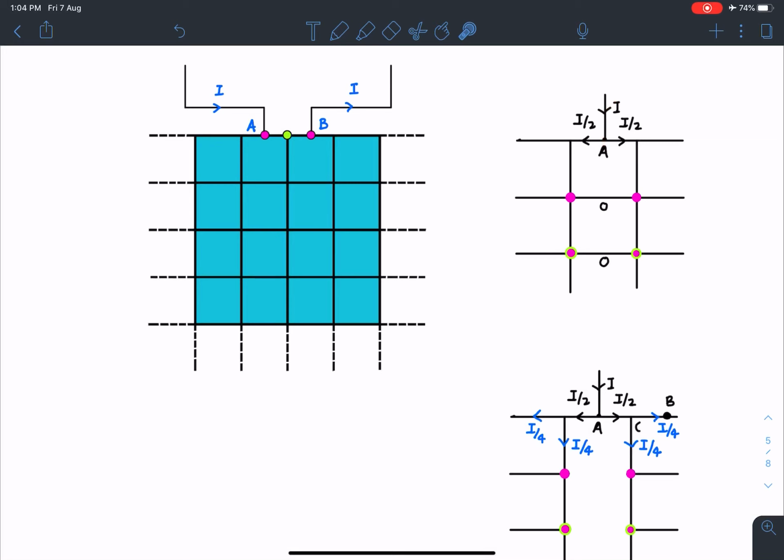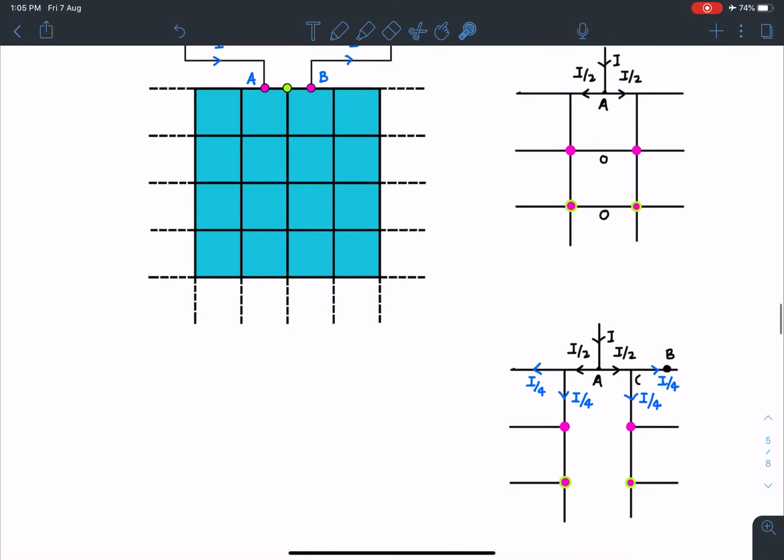Then immediately it is going to be I by 2, I by 2. There is no doubt, due to symmetry we can say. Further we can't divide, but if you see carefully, this point and this point will be at same potential. This point and this point also is going to be at same potential. So we can remove all these resistances till infinity.